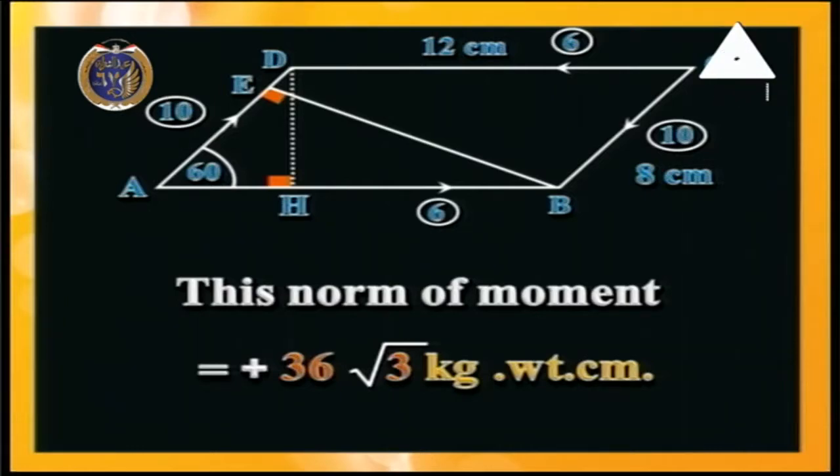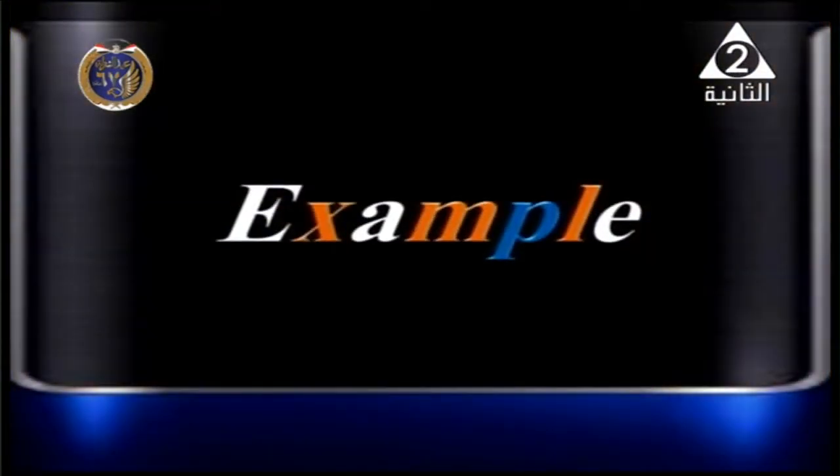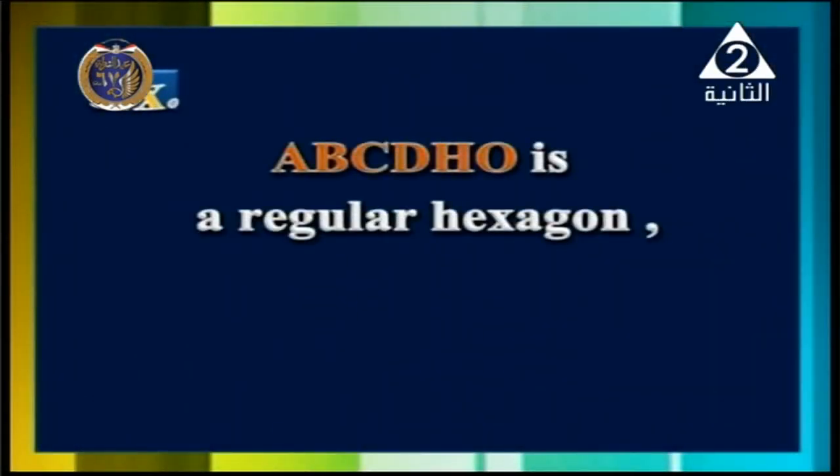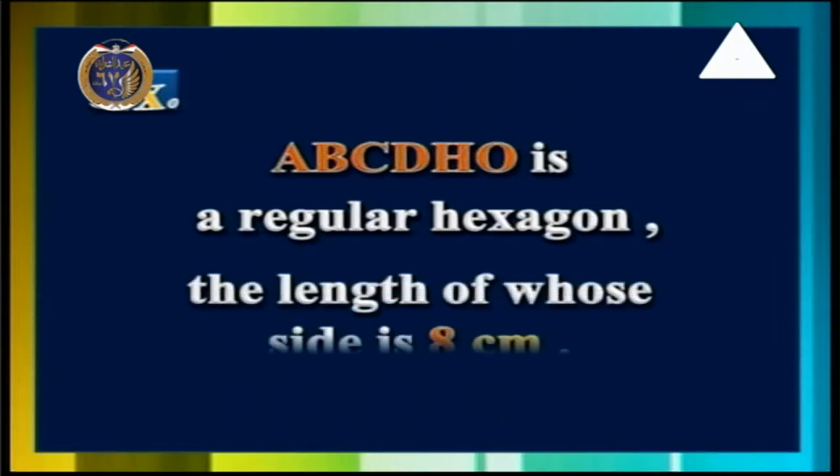My dear student, now we move to another example. ABCDHO is a regular hexagon. What do we mean by a regular hexagon? It is a polygon whose 6 sides are equal in length, and its angles are also equal, each measuring 120 degrees.